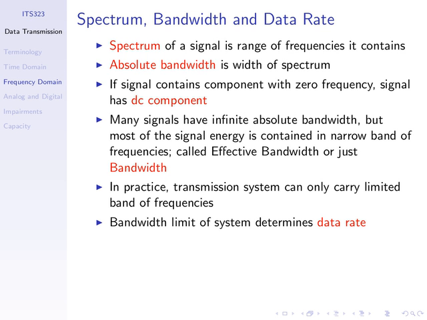Some signals may contain a component with zero frequency. In that case, we say it has a DC component. We generally want to avoid such signals. Let's stay with these two terms and give you some more examples. Let's say SD of t, another signal.